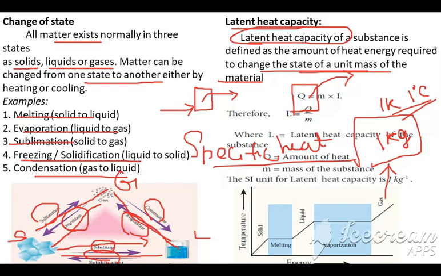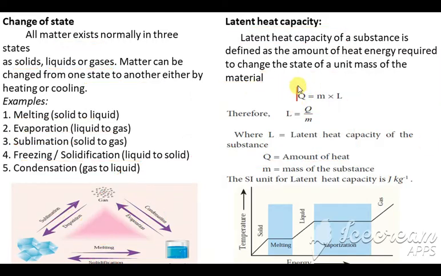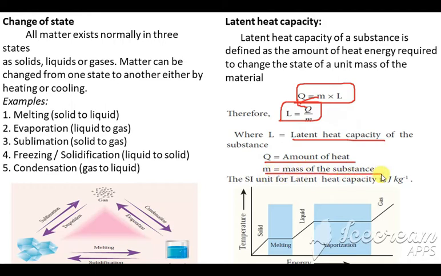Okay, and that is given by Q is equal to m into L. From this, if you need the value of L, bring this m down. So L is equal to Q divided by m. L is what? That is the latent heat capacity. Q is what? Amount of heat. And m is the mass of the substance. Okay, so L is the latent heat capacity, Q is the amount of heat, m is the mass of the substance, and SI unit that is given by J kg per minus 1. Okay, so SI unit of latent specific heat capacity is J kg per minus 1.